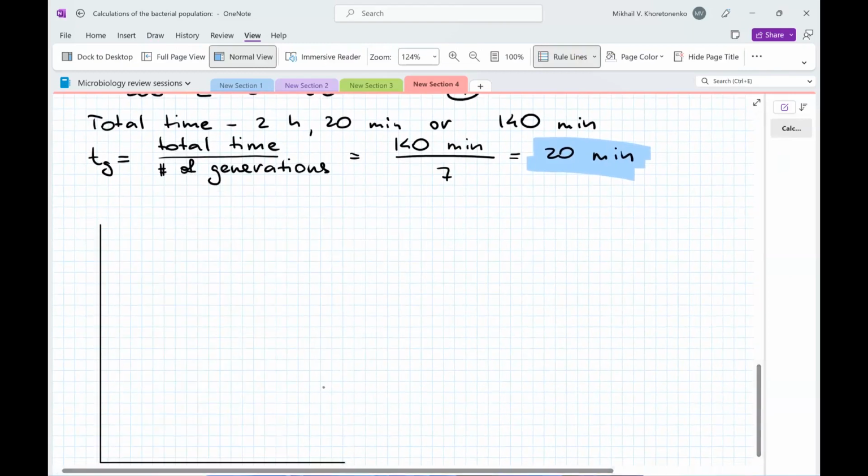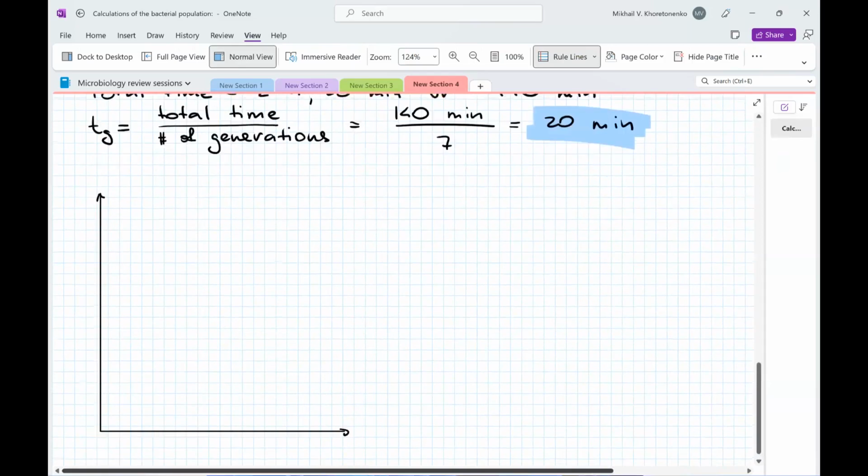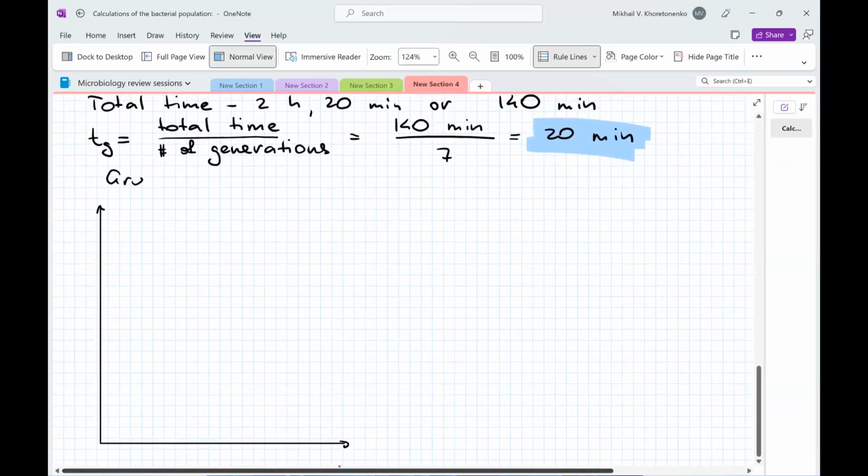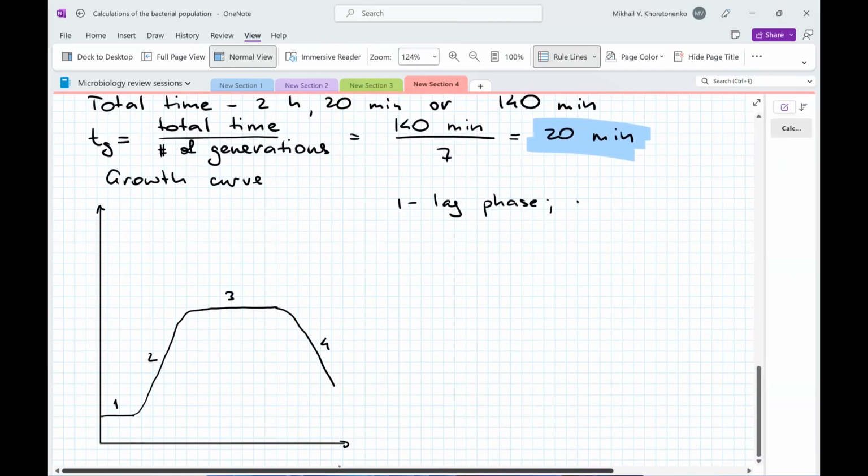So this is what I would do if I were you when we're talking about the growth curve. I would just draw the growth curve for its own benefit, okay? And then I would name individual steps. One is the lag phase. Not much is happening, right? Two is the log phase.